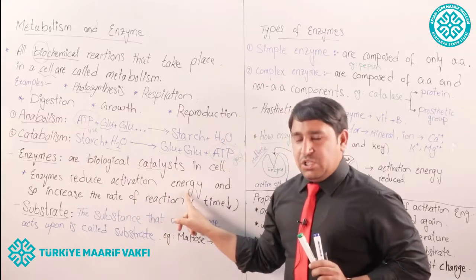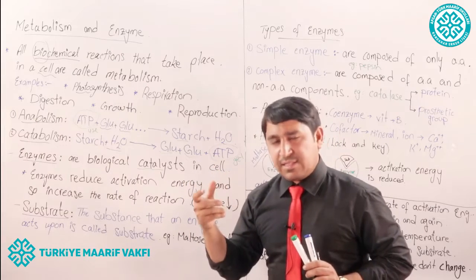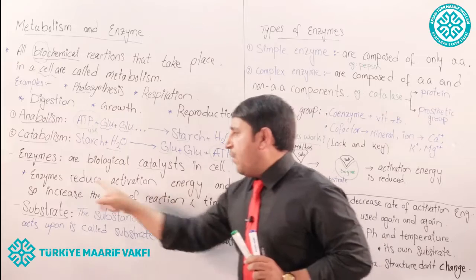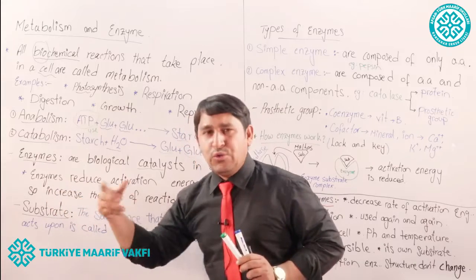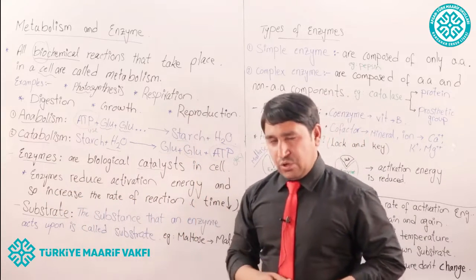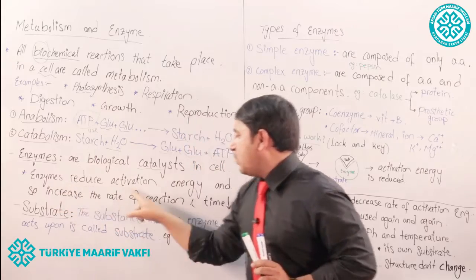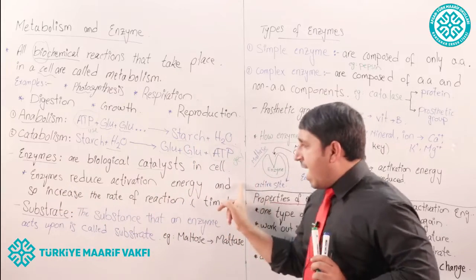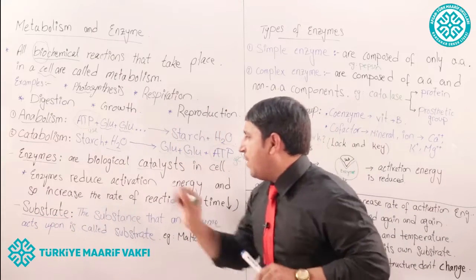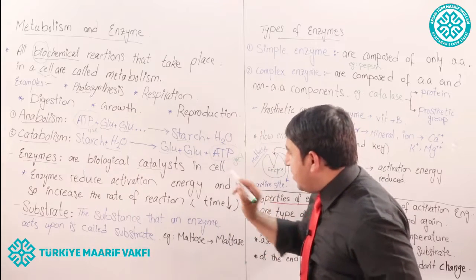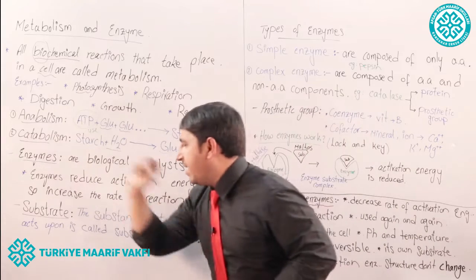Enzymes reduce activation energy. When a chemical reaction is occurring in the cell, if there is no enzyme in the cell, the cell can use a lot of energy. Now what do we have here? We have enzyme. When we have enzyme in a cell, the enzyme reduces the activation energy and increases the rate of the reaction. In that case, if we have enzyme in the cell, this reaction is happening in a short time. The time is decreased by enzymes.